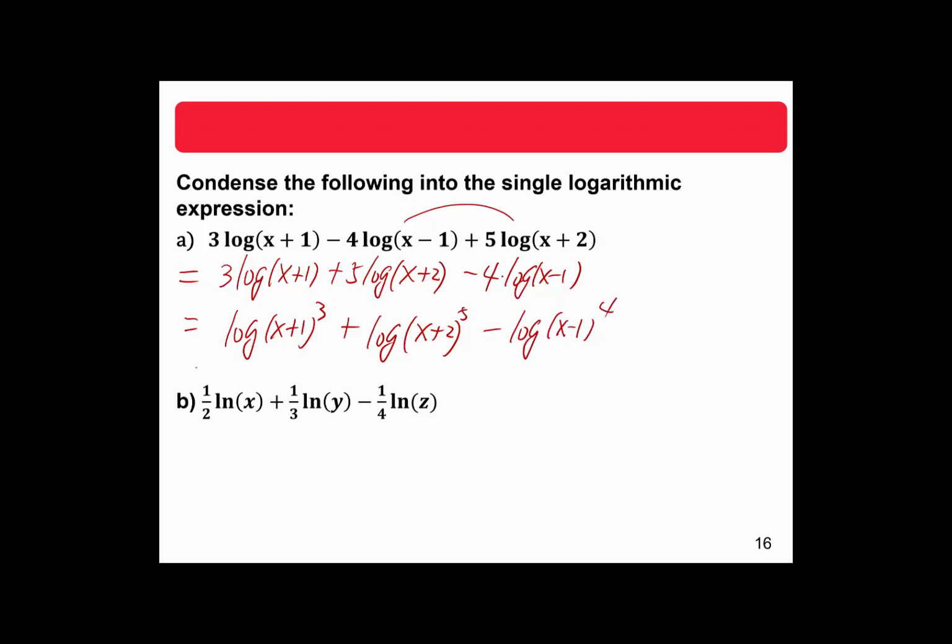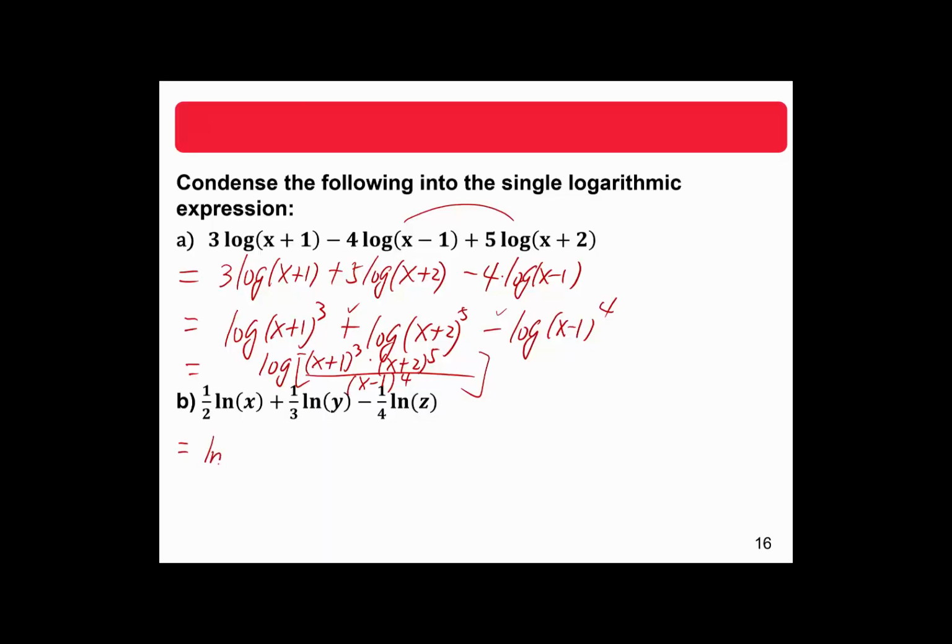Now eventually the addition will become product and the subtraction will become quotient. So on top we get x plus 1 to the 3rd power times x plus 2 to the 5th power, divided by x minus 1 to the 4th power. If you want to put it into square brackets, you could do that. So that's how you condense it into a single logarithmic expression.